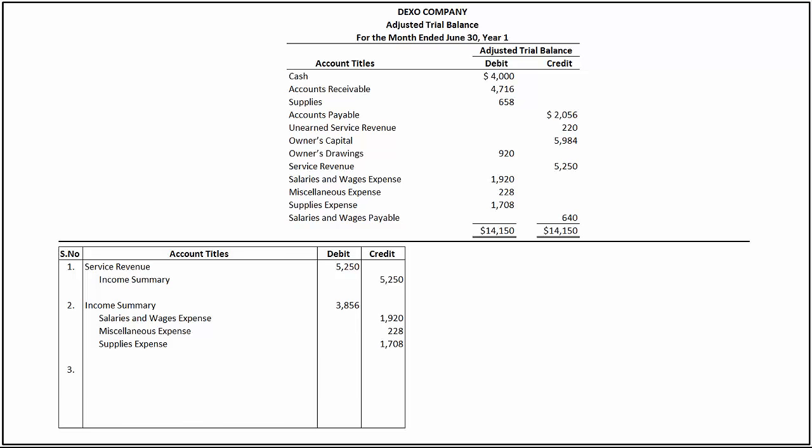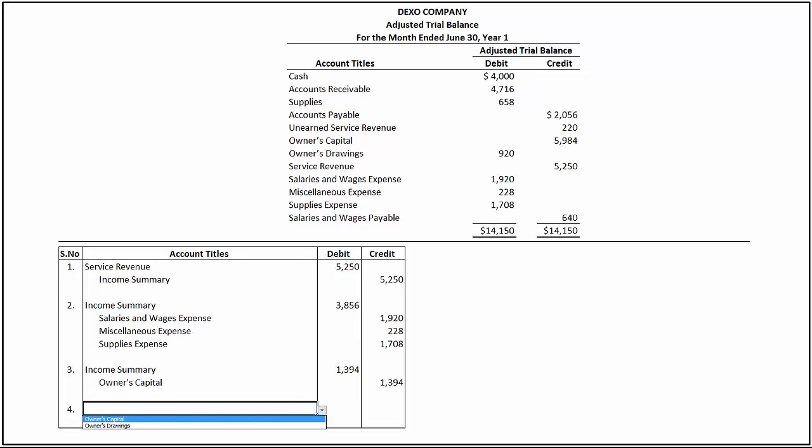This is transferred to the owner's capital by debiting income summary for the difference of $1,394 and crediting owner's capital for the same amount. Finally, we close owner's drawings directly to owner's capital and not to income summary, as owner's drawings is not an expense. To record this transaction, owner's capital is debited for $920 and owner's drawings is credited for the same amount.